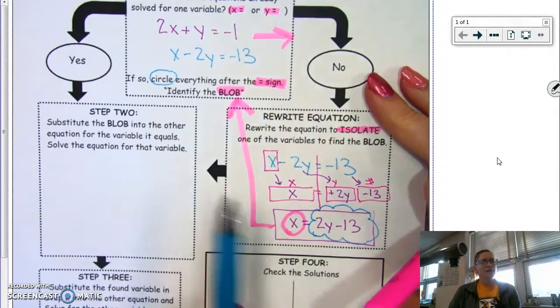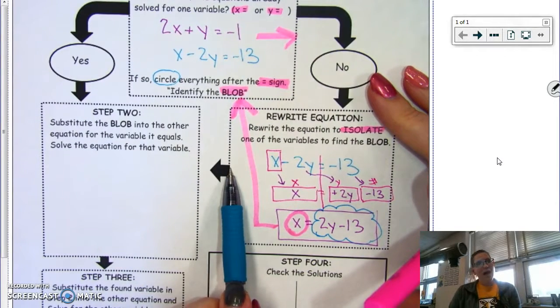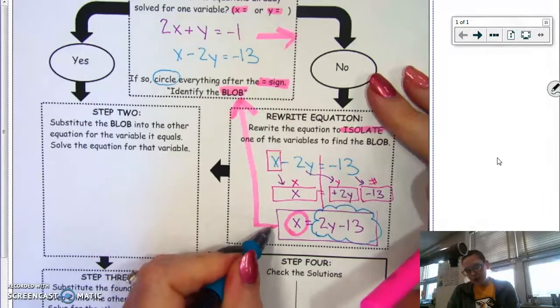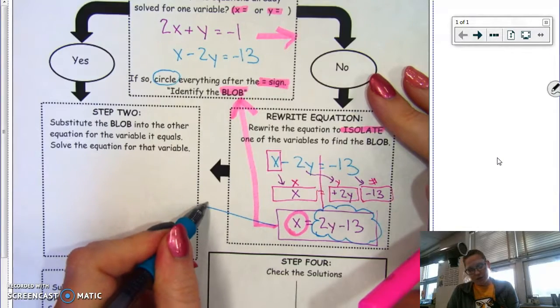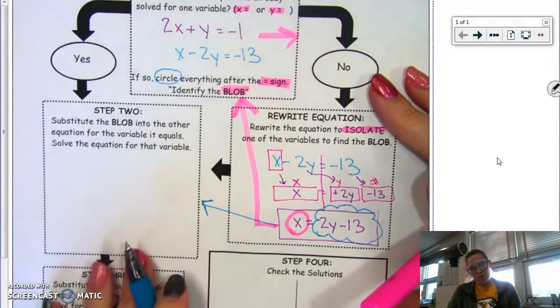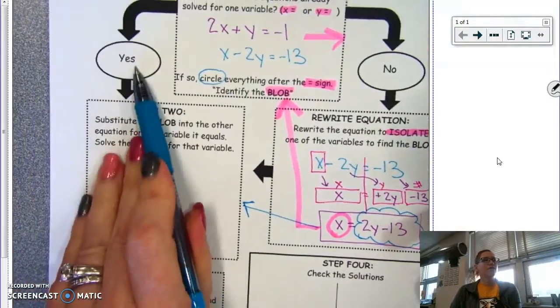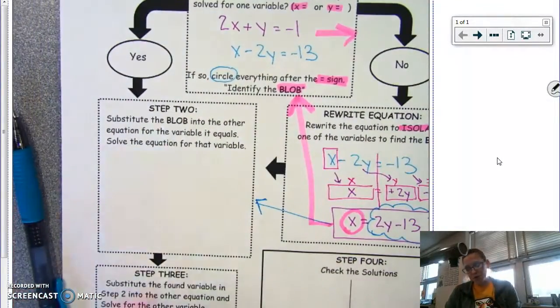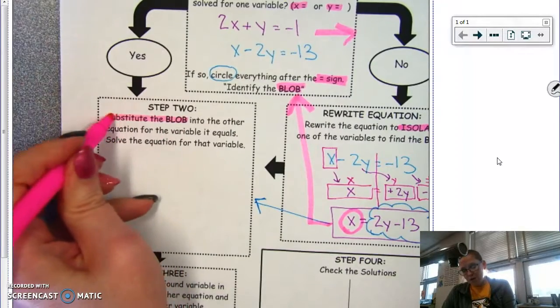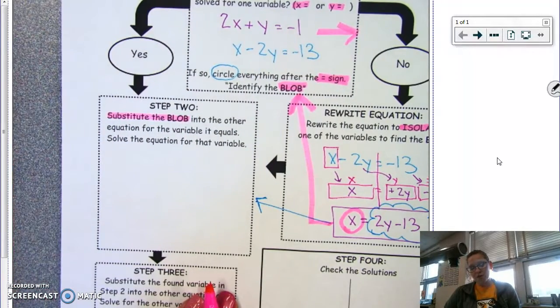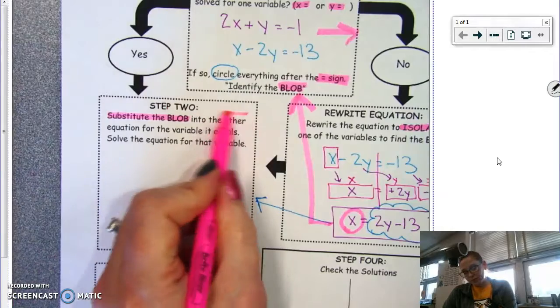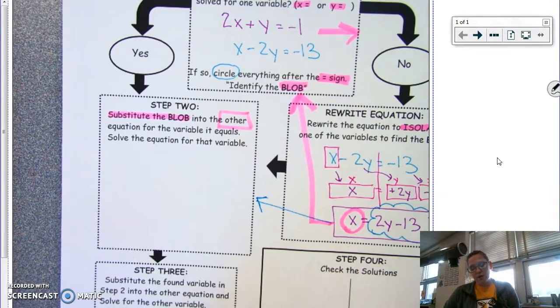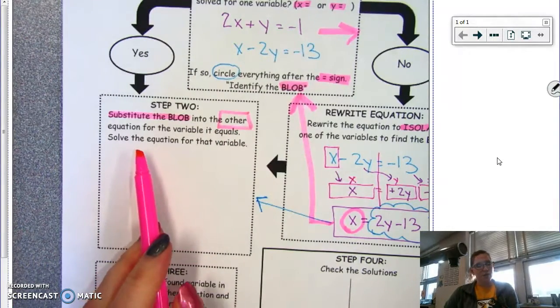Now that I identified my blob, I can now go back to step 2. All right, so step 2, I have a yes now. We are taken care of. So step 2 says substitute the blob into the other equation for the variable it equals, and then solve the equation.